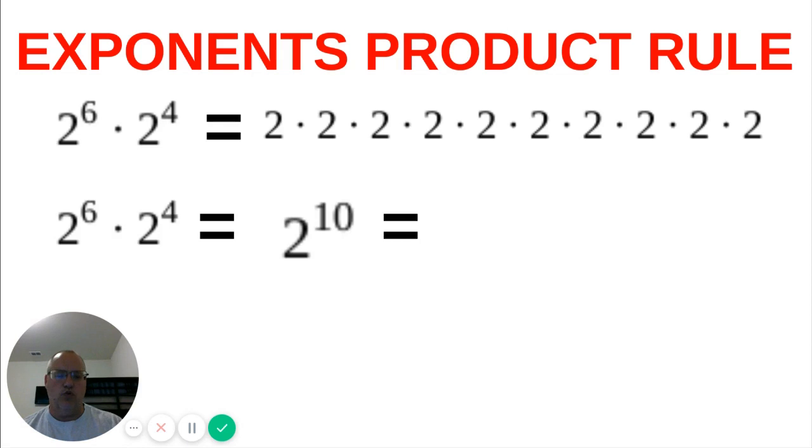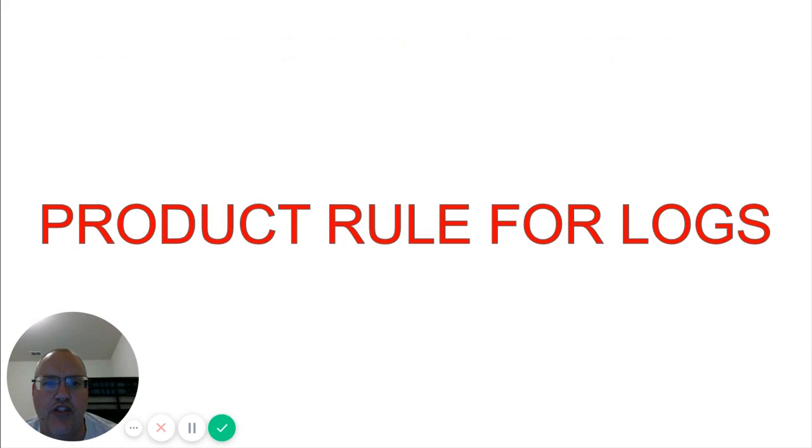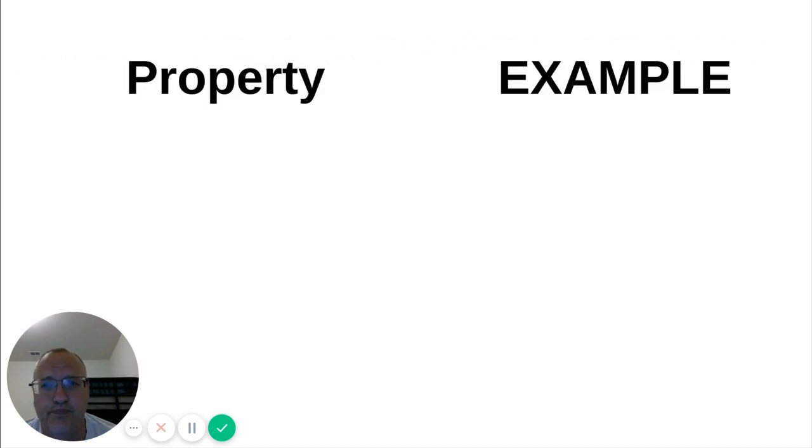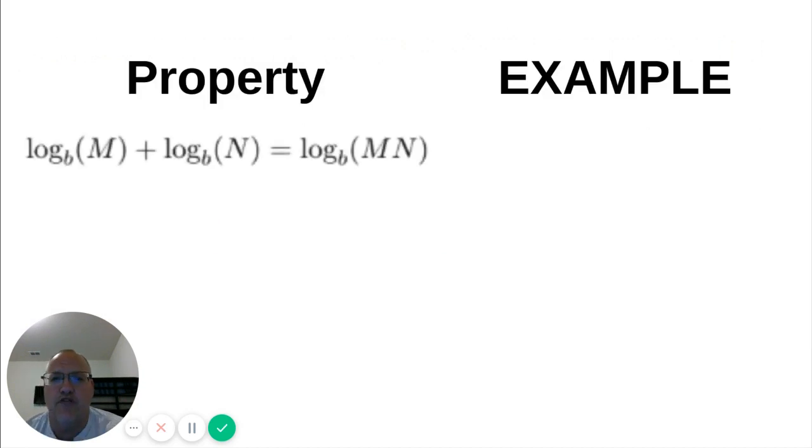The product rule of exponents basically means that if I'm multiplying 2 numbers with the same base together, then I can just add their exponents, instead of writing out the 2 ten times, 2 times 2 times 2 times 2. I want you to remember that as we talk about the product rule for logs. Logs, by the way, is short for the word logarithm.